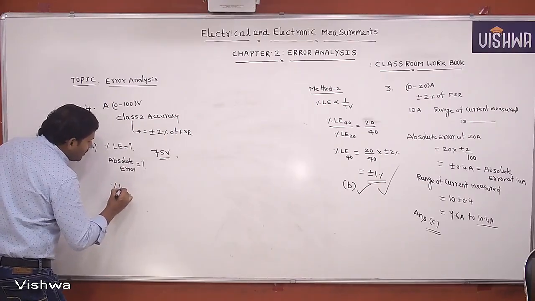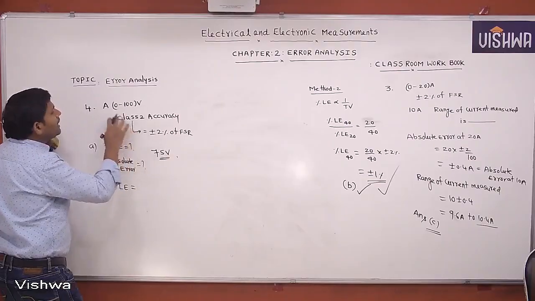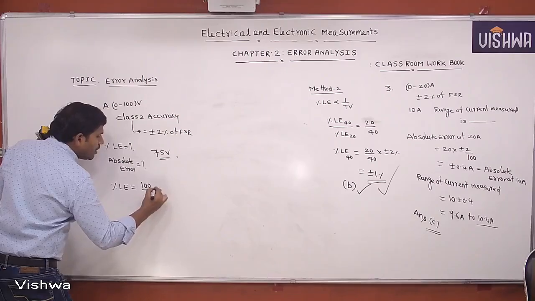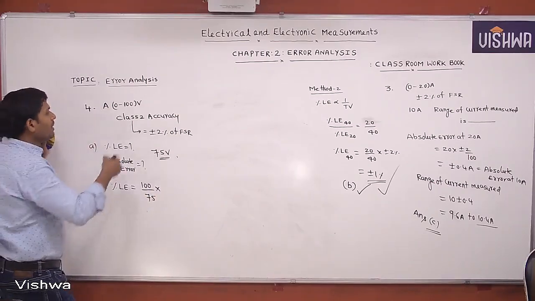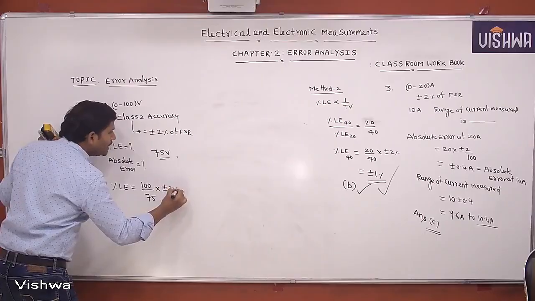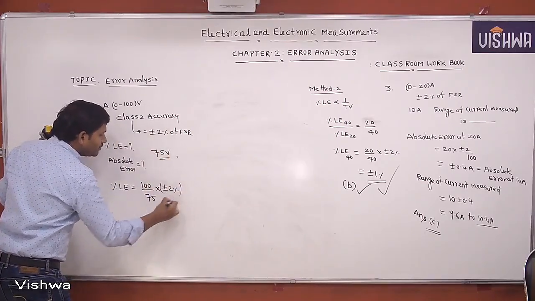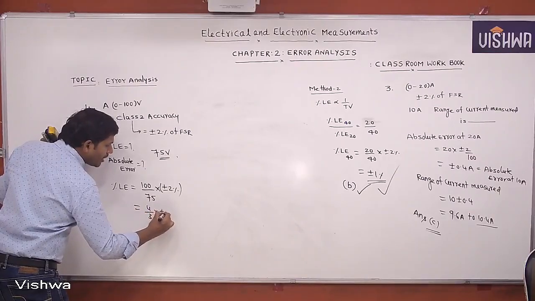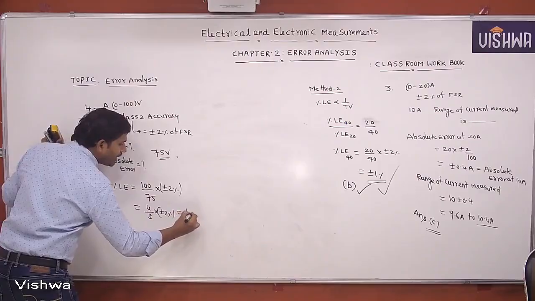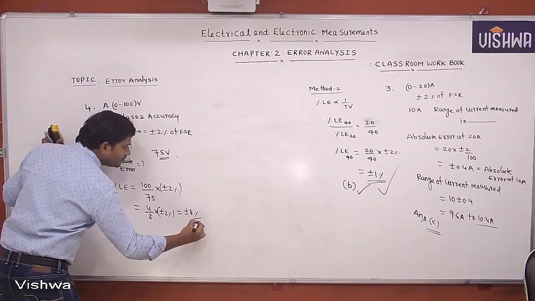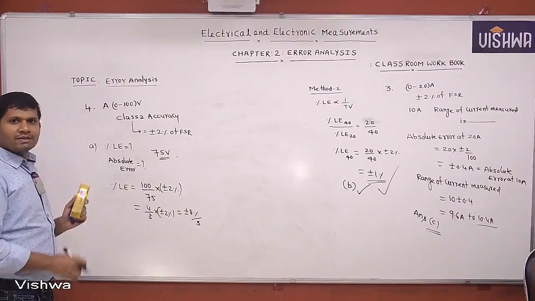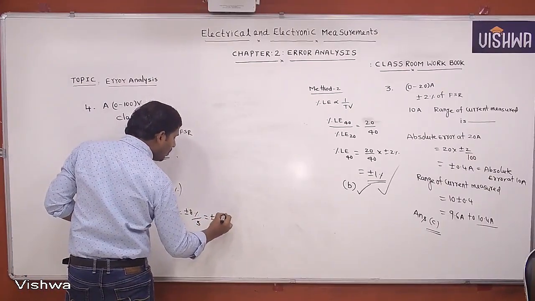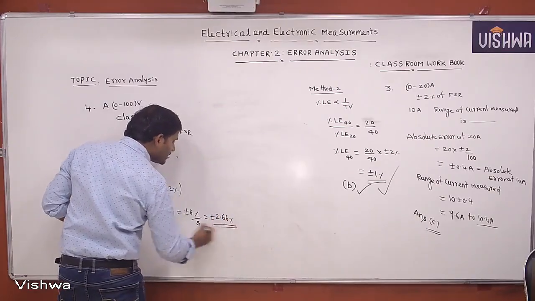What is the percentage limiting error equal to? Full scale reading is how much? 100 volts, by true value 75 volts. Percentage accuracy at full scale is plus or minus 2%. Simplify this: 4 by 3 into plus or minus 2%, that is plus or minus 8% by 3. How much do you get? Plus or minus 2.66%. This is the percentage limiting error.